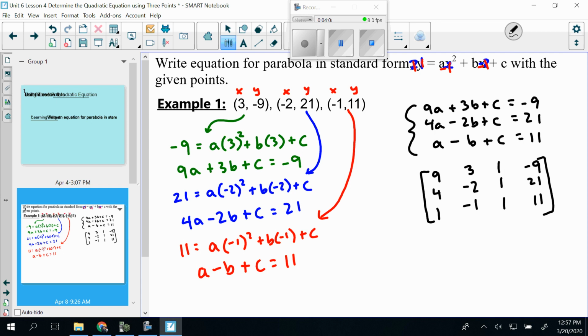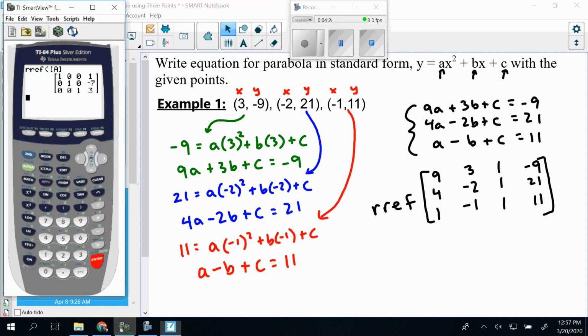And then what we're going to use to solve that is reduced row echelon form. And if we do that, that'll tell us what a, b, and c are. And then we can come up with the equation of this parabola in standard form, knowing what a, b, and c should be. So let's go to our calculator now, and we're going to come up with this matrix and use reduced row echelon form.